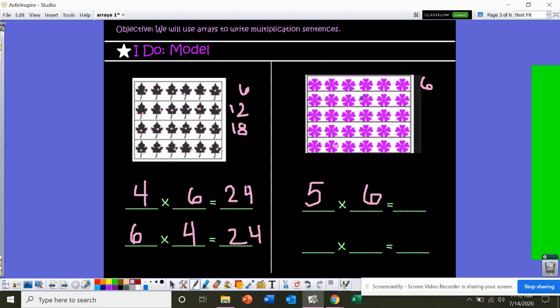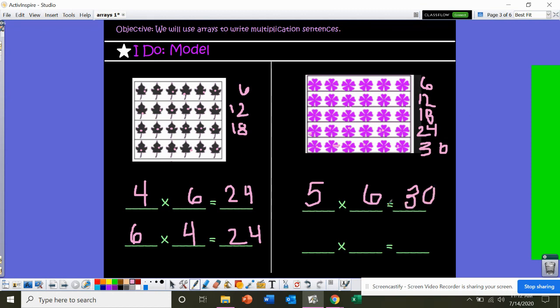6, 7, 8, 9, 10, 11, 12. We know it's 12 because of the other example we had. 13, 14, 15, 16, 17, 18. 19, 20, 21, 22, 23, 24. Now I'm going to count up 6 more. 25, 26, 27, 28, 29, and 30. I have 30 flowers altogether. So that looks like a 36. That's a 30. Sorry guys, using a mouse.